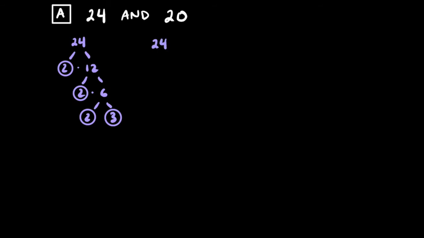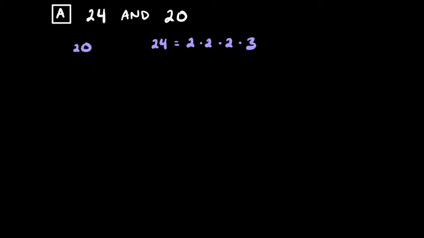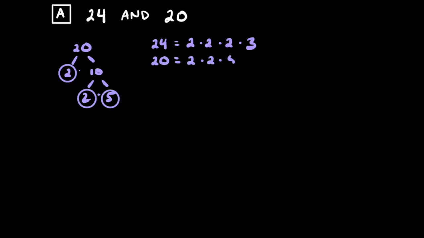This factor tree helped us find out that the prime factorization for 24 is 2 times 2 times 2 times 3. Next, let's find the prime factorization for 20. 20 factors into 2 times 10, and 10 can factor into 2 times 5. Here we found that the prime factorization for 20 is 2 times 2 times 5.